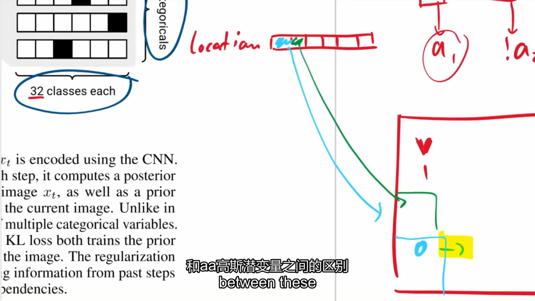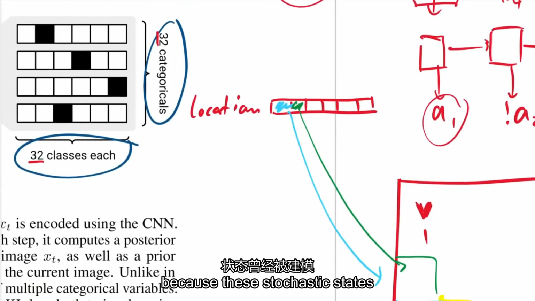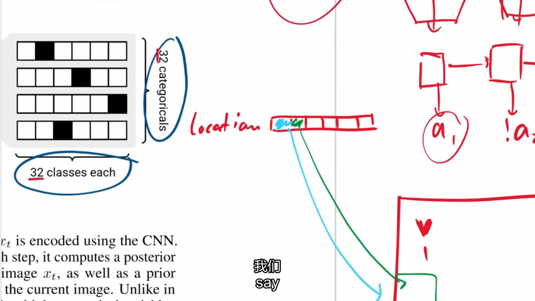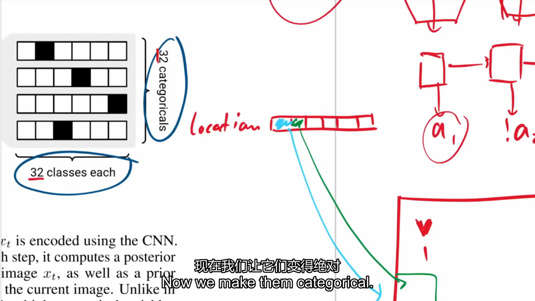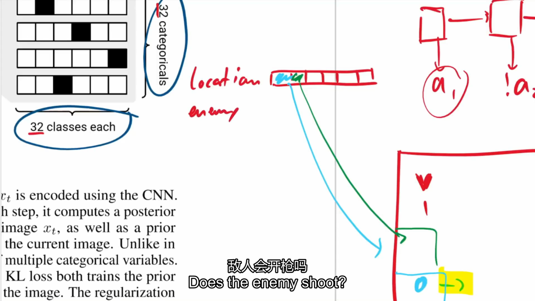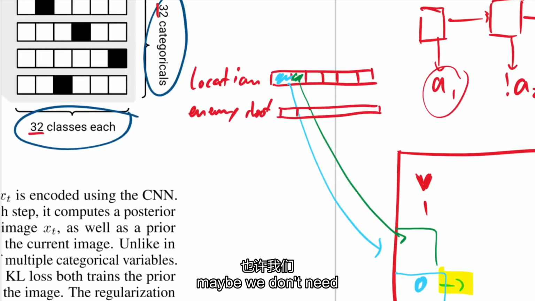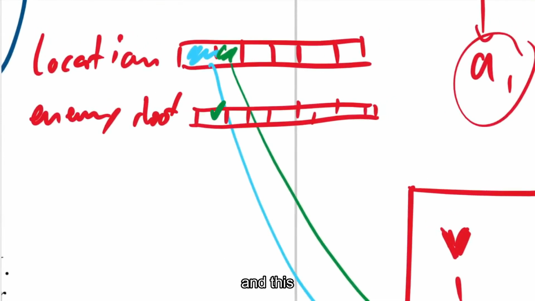So that's the difference between these and a Gaussian latent variable, because these stochastic states used to be modeled in, say, 32 Gaussians, like in a VAE. We have 32 of these latent variables. Now we make them categorical, and that turns out to be pretty good for these Atari games. So the other could be, does the enemy shoot? Has the enemy fired a shot? Now maybe we don't need 32 variables right here. This could simply mean yes, and this could simply mean no.